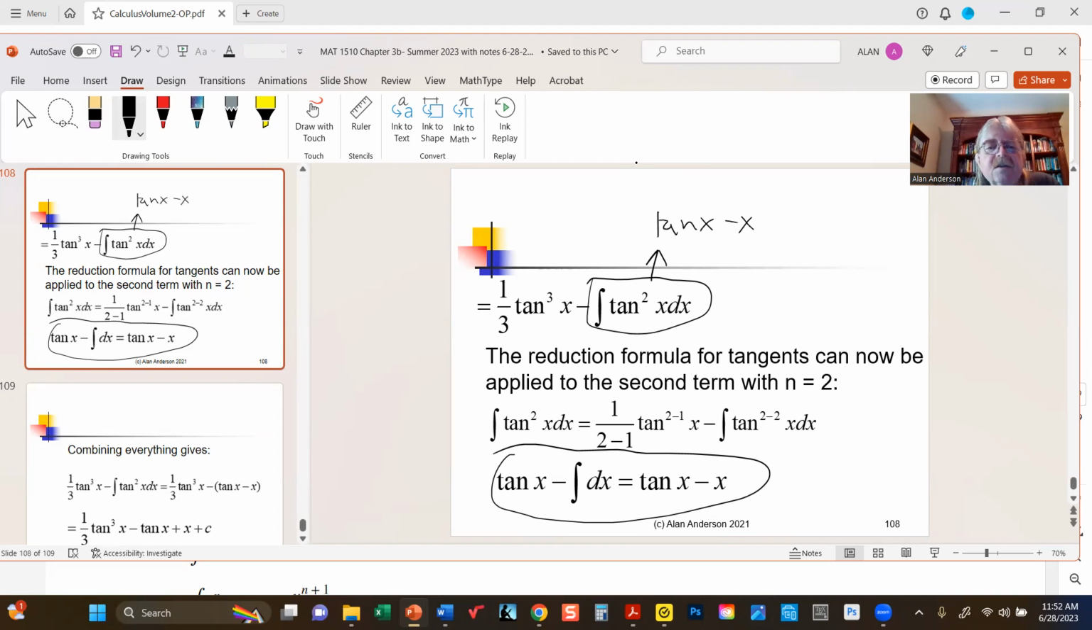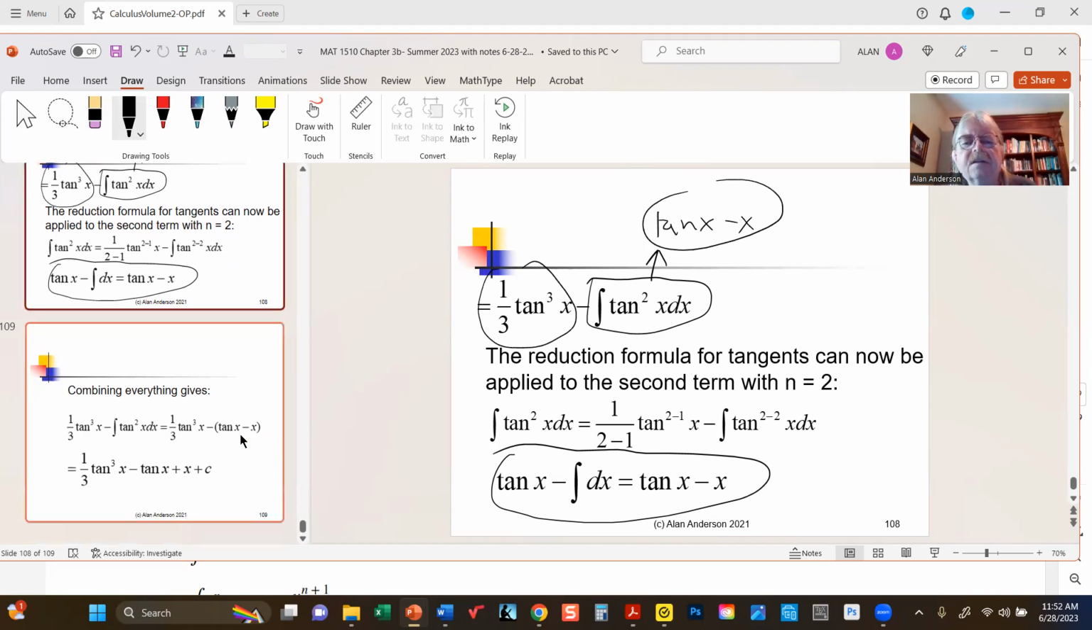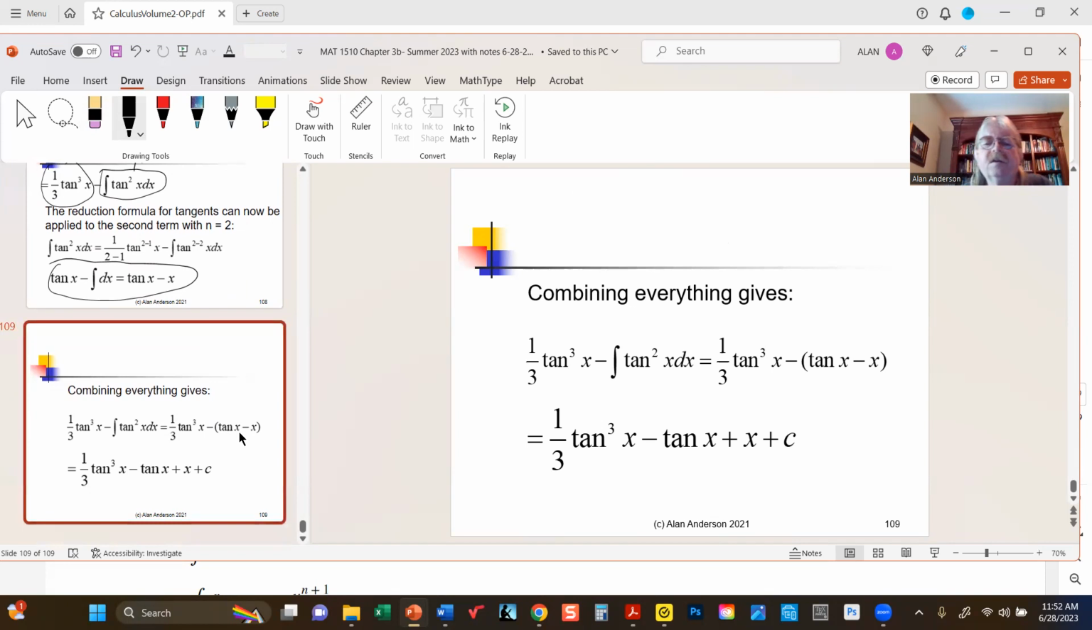And then this stays, so you just bring this together with this, and there's your final answer. Okay, so here we are, we brought it all together. We have 1/3 tangent cubed of x minus tan x plus c.